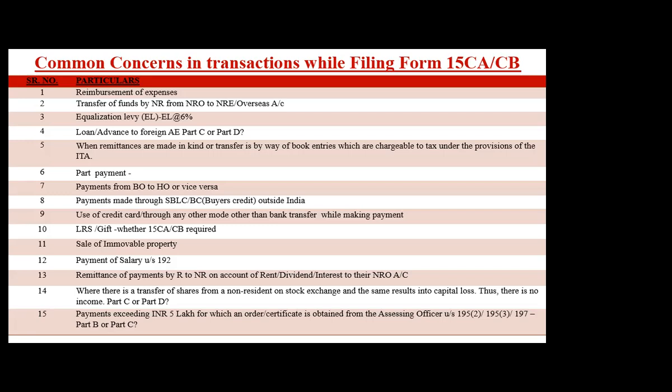Exceeding 5 lakhs, 195 to Part B or Part C. So far as 195 subsection 2, Part B will only go, Part C will not. If we are applying a lower TDS certificate, if you have got a lower TDS certificate, only Part B will go, even if the amount exceeds 5 lakhs. Part C will not. 15CB will not, because AO has already determined that. I think that is all from my side.